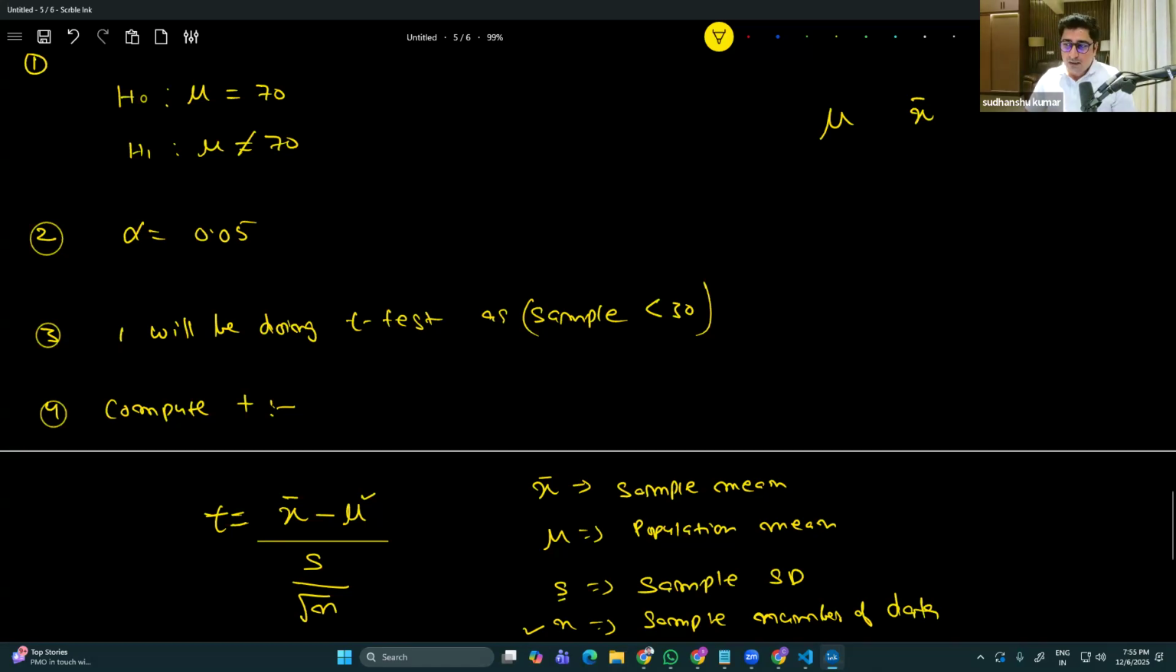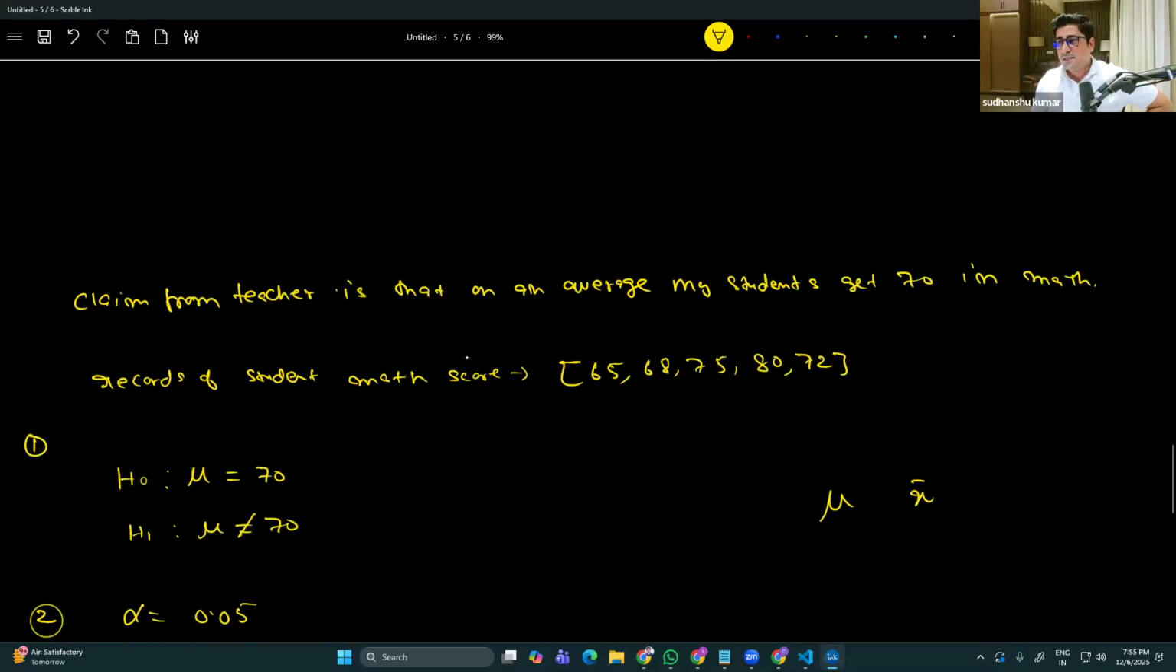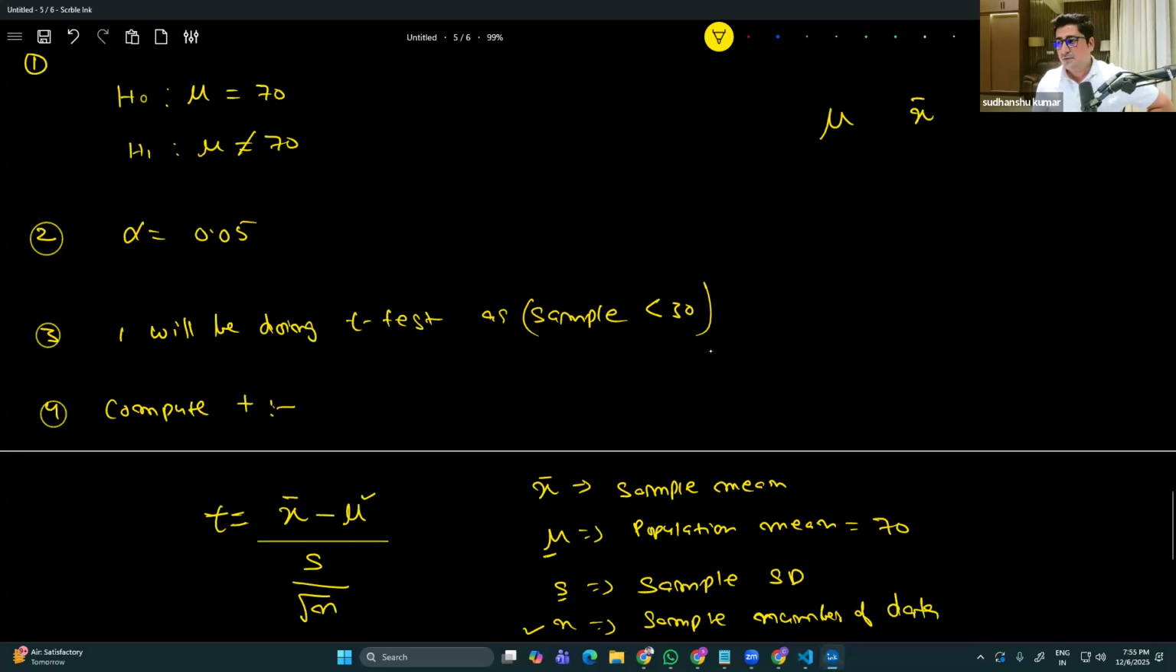So we are aware of the total number of data that we have. We are not aware of the sample standard deviation. We have to calculate it, and we know how to do the math. We are aware of the population mean, which is eventually 70. The teacher has said that all of my students used to get 70, so she or he was talking about everyone, the entire population. And for the sample mean, obviously I can do the math. I have sample data with me: 65, 68, 75, 80, and 72.